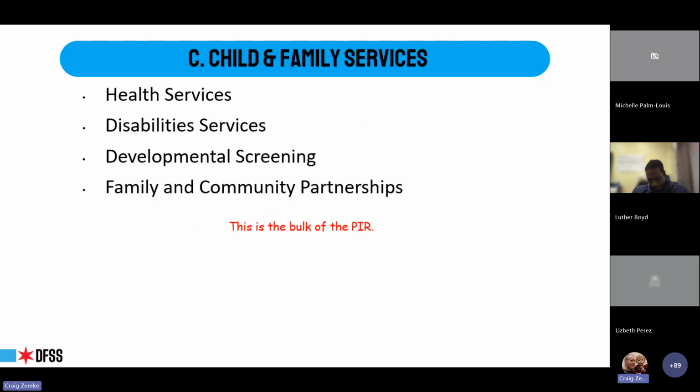So the third section is Child and Family Services. These are health services, disabilities, developmental screenings, family and community partnerships. This is the biggest chunk of the report. As I mentioned before, the developmental screenings and the health status determination are on the enrollment tab because we needed them right away. We needed to be able to say in 45 days how many children were screened, and then in 90 days how many children had a determination of their initial health status within 90 days. So that's why it was in the first section.